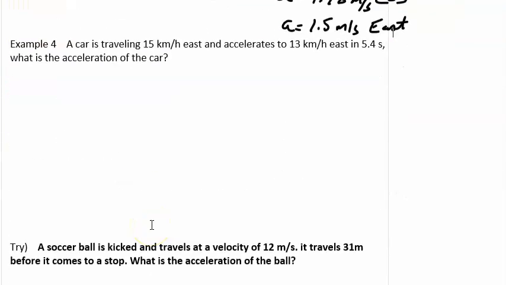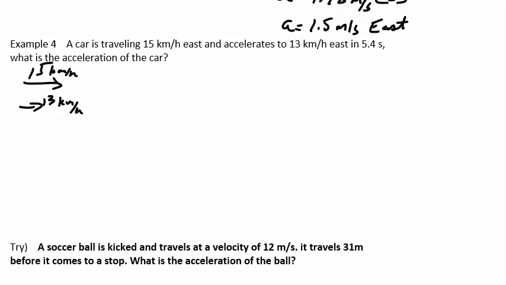We've got one more example that we're going to try here, and there's a couple of little twists with this one. First of all, a car is traveling 15 kilometers per hour east and accelerates to 13 kilometers per hour east. So we see a change. However, we start at 15 and we're going to 13. So in this case, the 15 kilometers per hour is becoming 13 kilometers per hour, and what that indicates is a slowing down. We still call this in physics an acceleration.